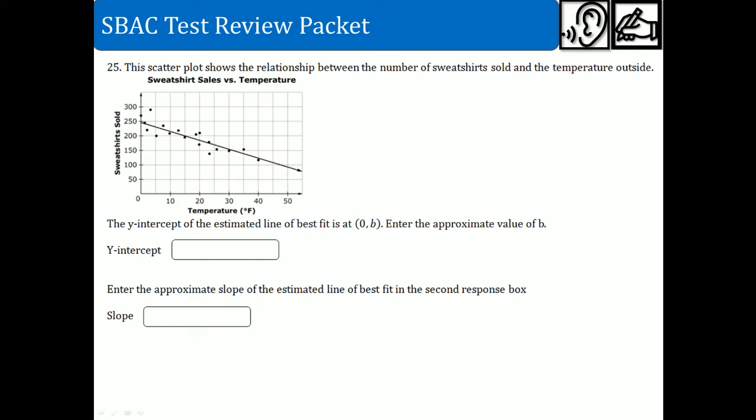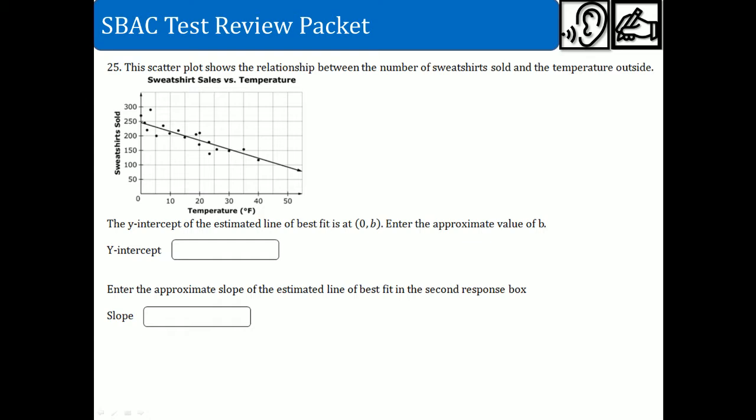Welcome. This is the SBAC test review packet solutions. This is going to be covering page 9, which is chapter 9 questions. Alright, this is going to be covering number 25 and number 26.